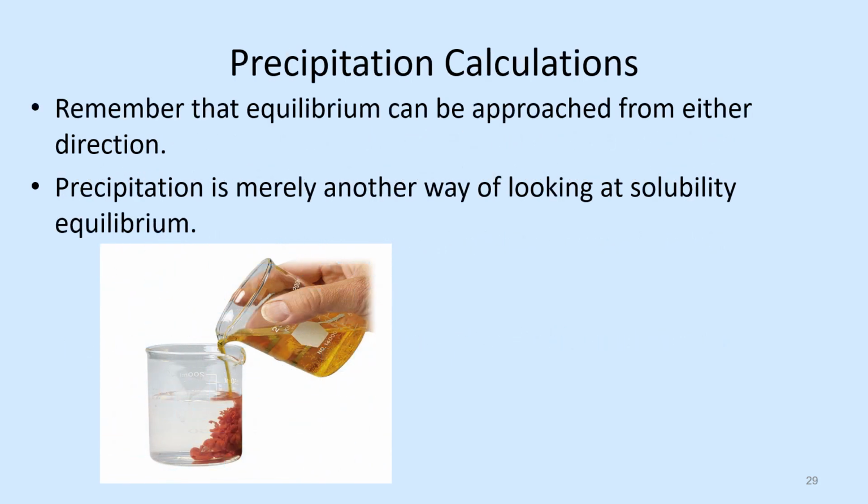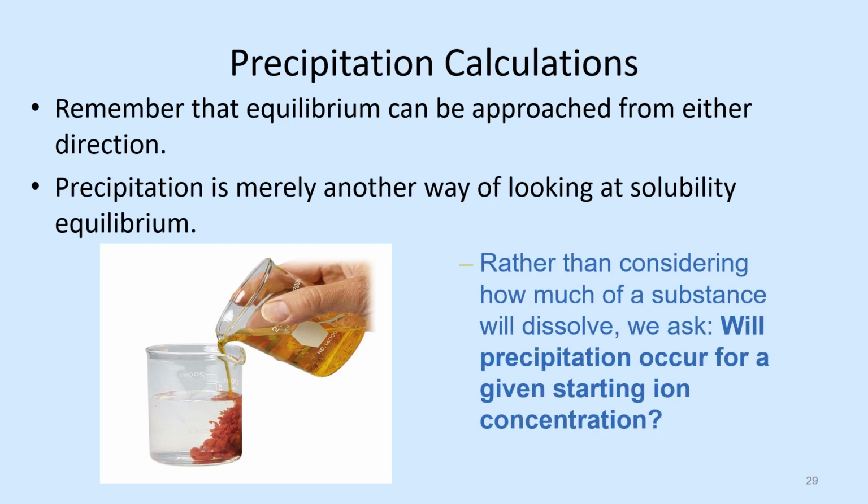Now we're going to look at precipitation from the other point of view, where we have the ions in solution and now we make a precipitate. We were looking at something solid that was dissolving, and now we're looking at the other way, making a precipitate. So rather than considering how much will dissolve, we ask the question, will a precipitate occur, given the starting ion concentrations? Because sometimes you can mix two things and nothing will happen. If you add a little bit more, eventually you get a precipitate. So we're going to look into that.